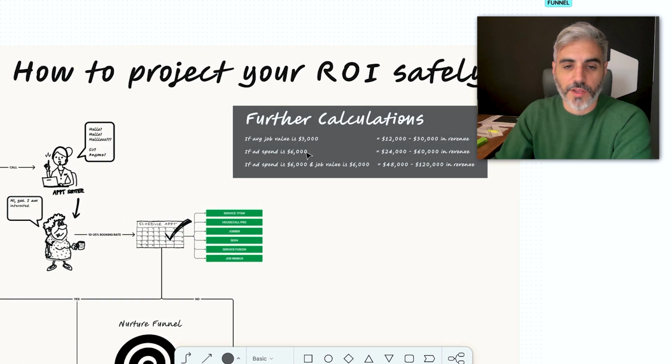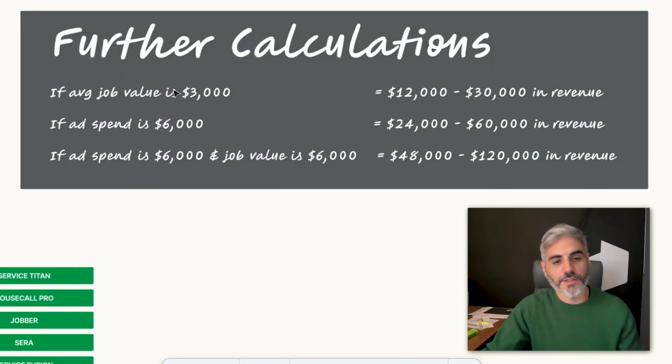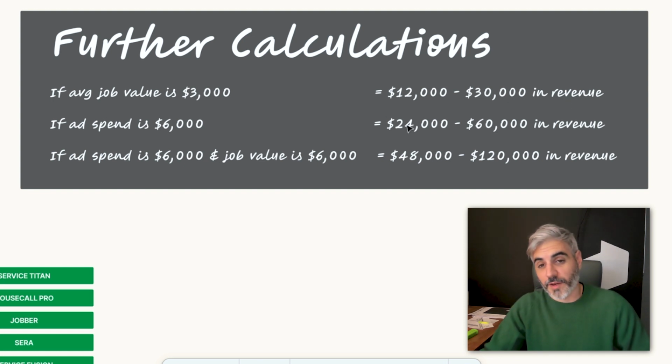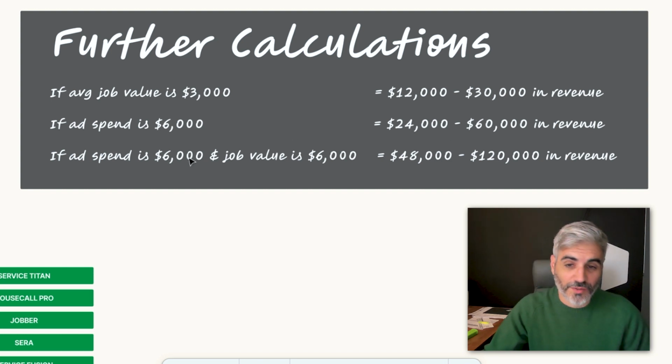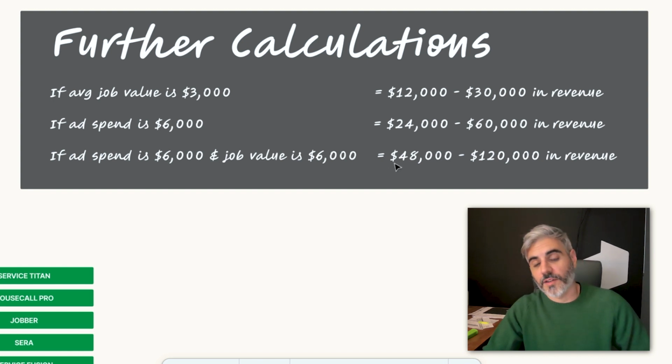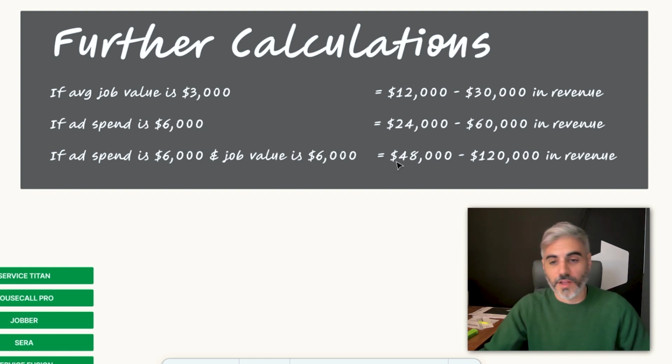So some other calculations, to go a little bit further into this. That means that if your average job value is $3,000, based off of this example, you'd be making about $12,000 to $30,000 in revenue. If the ad spend was $6,000, so double the amount, then you'd make double the amount of revenue, roughly $24,000 to $60,000. But let's say your job value is $6,000 and not $3,000. You spent $6,000 in ad spend. Well, then your revenue is going to be between $48,000 and $120,000.